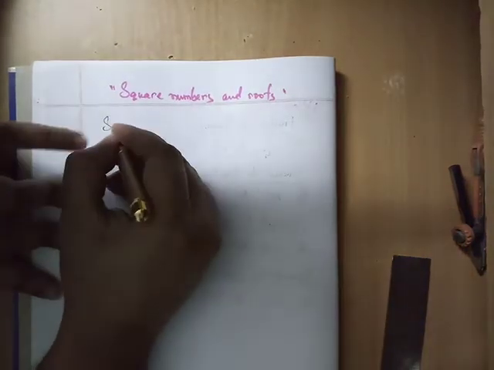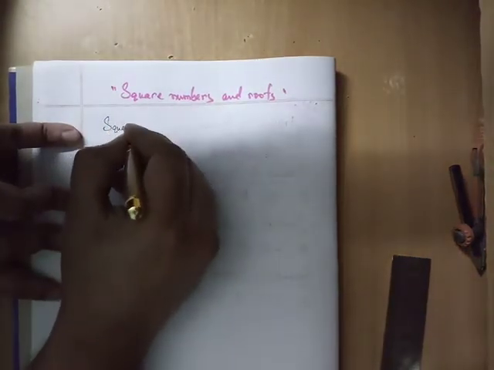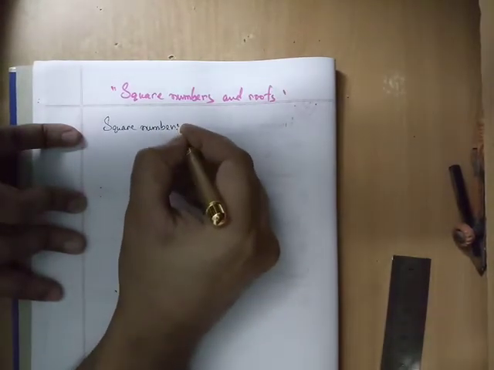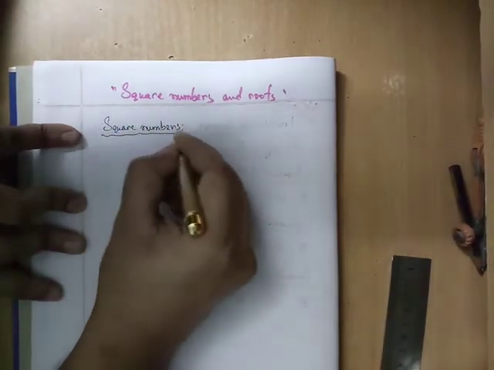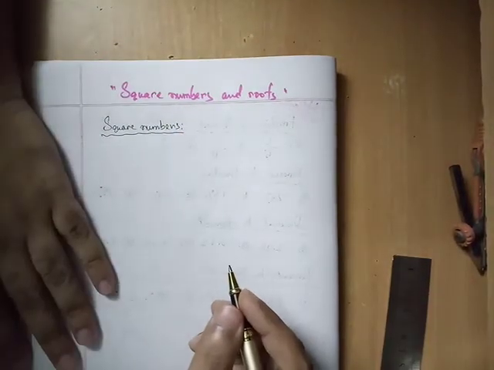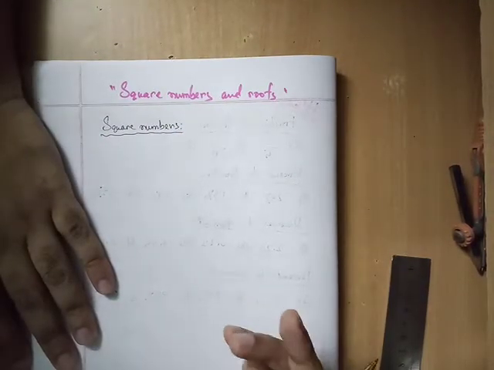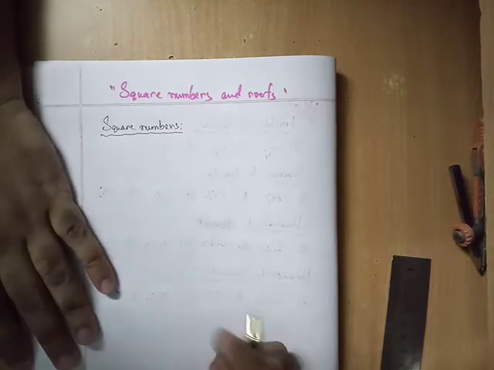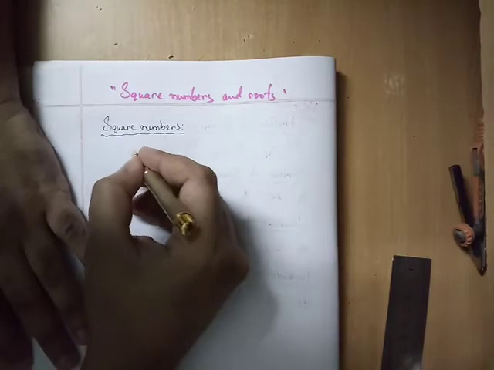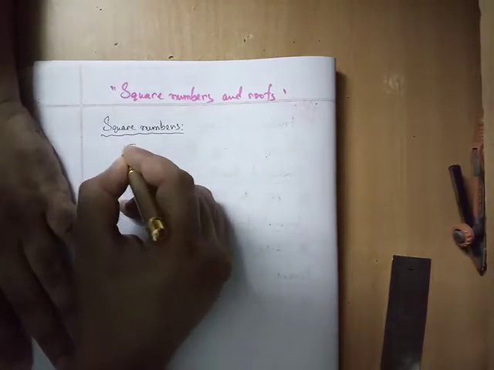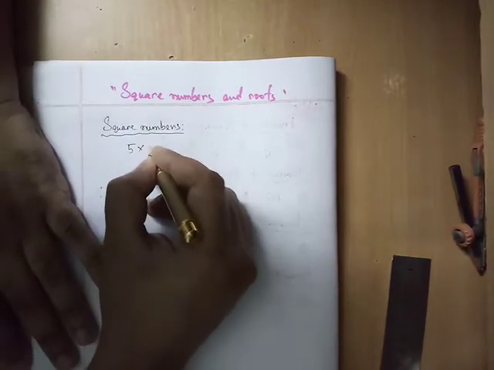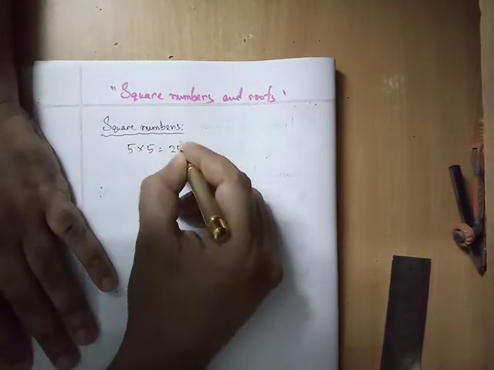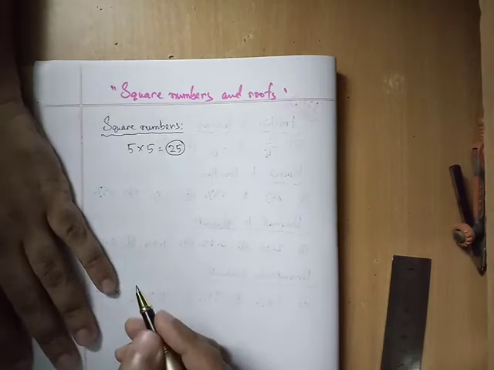we already know square numbers are the numbers where, if you multiply any number with itself, the product is called a squared number. So suppose if I multiply 5 with 5 itself, I get 25. So this 25 here is a square number.